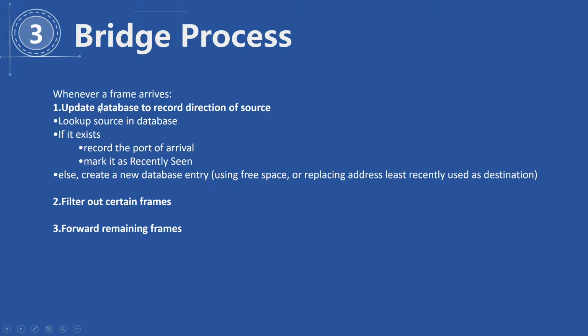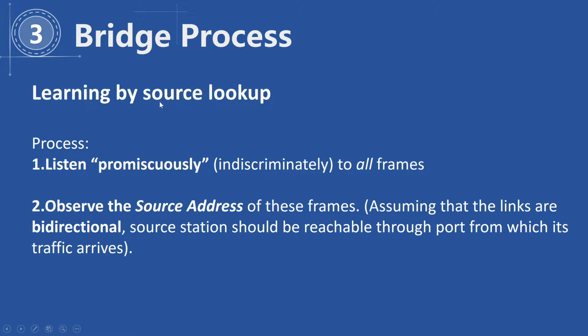When a frame arrives, update the database and record the direction of the source. Look up the source in the database. If it exists, just record the port and mark it as recent. Otherwise, create a new database entry in the free space, filter out certain frames, and forward the remaining frames. Learning by the source lookup is very important.